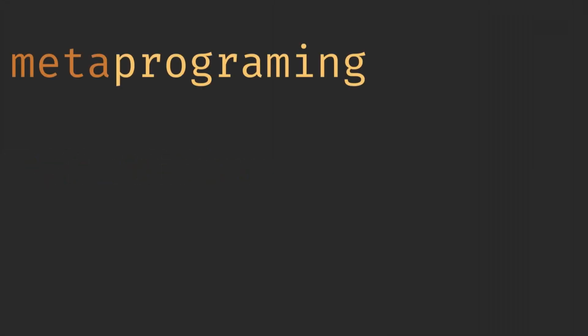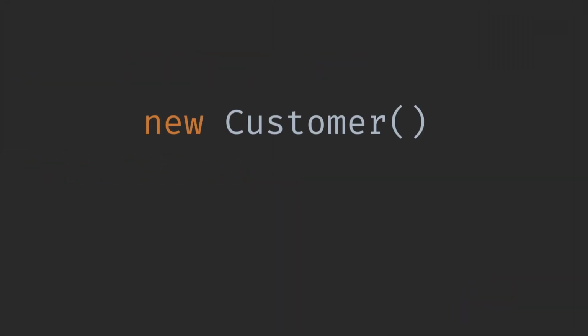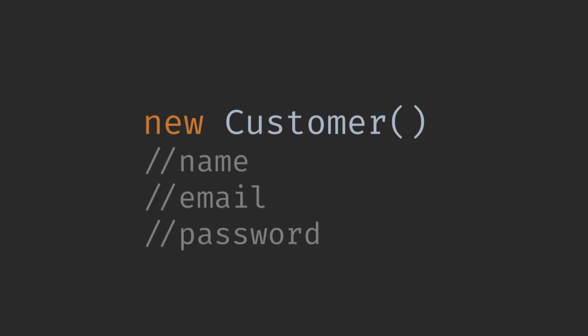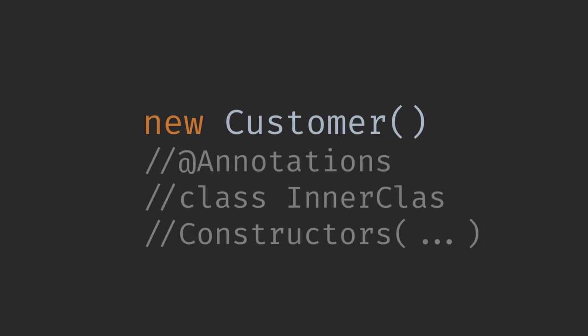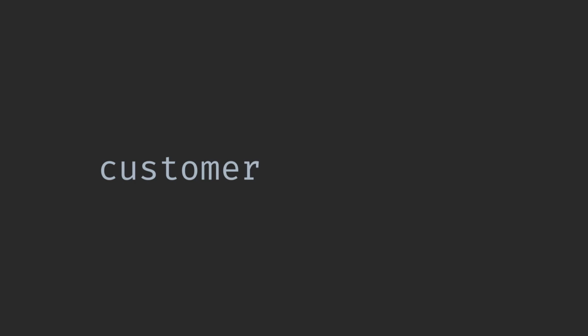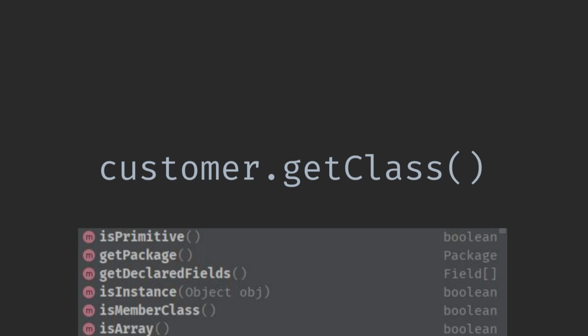Reflection is a metaprogramming tool available in Java that allows you to query any information about an object's class at runtime, such as its fields, methods, and everything else. In practice, you just need to call a getClass method in any object, and then you will have a range of methods to query any information you need. Now let's see how we use it.